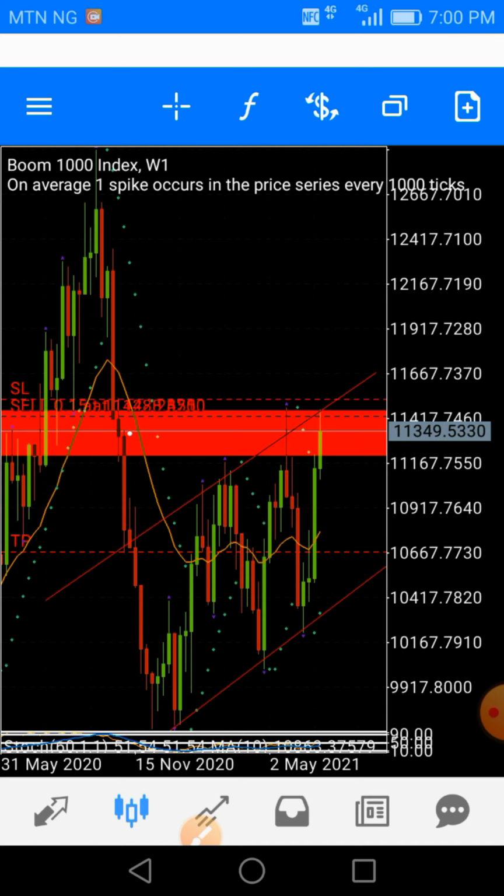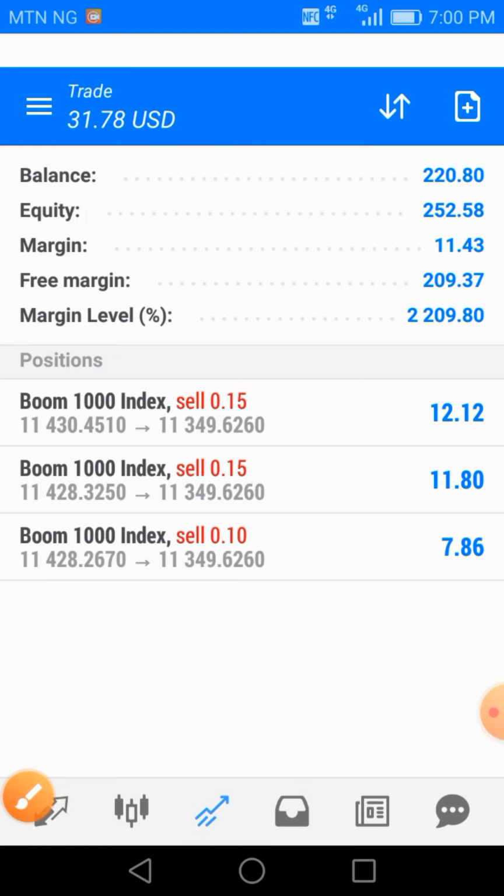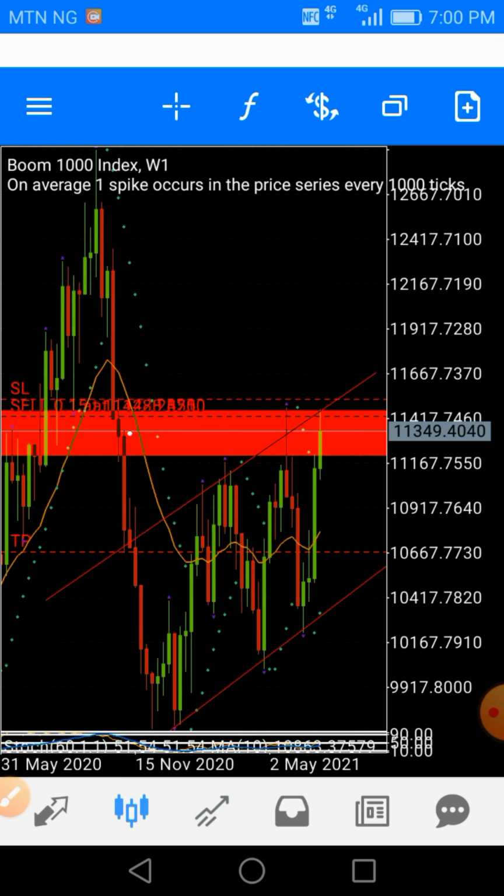This is a high probability trade, and you can see the lot size I used. I can decide to scale in more trades, but I'm not taking such a risk because it's a trade that has to go for days.